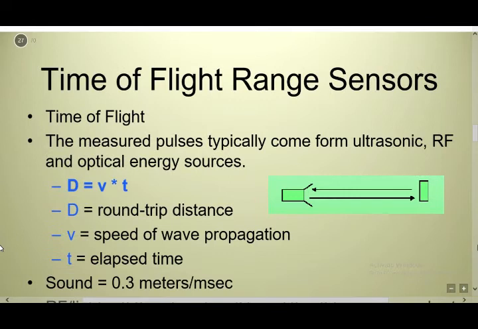Time of flight range sensors. In time of flight, the measured pulses typically come from ultrasonic and optical energy sources. D equals V into T.